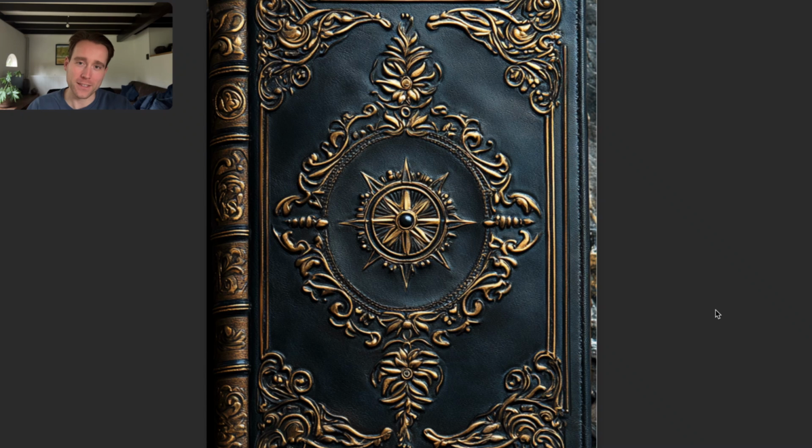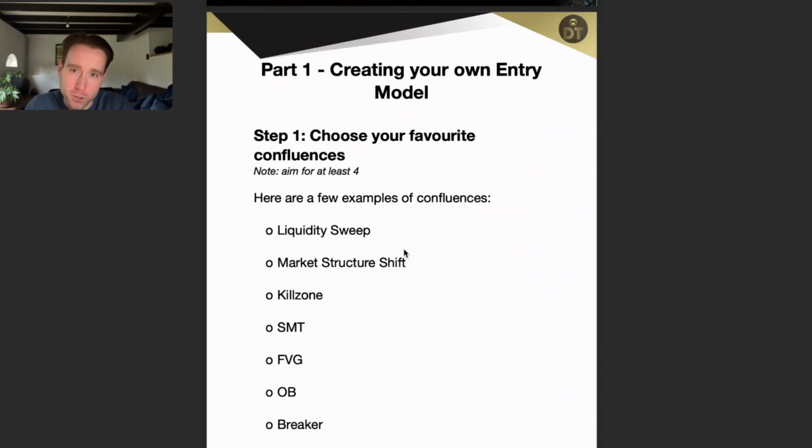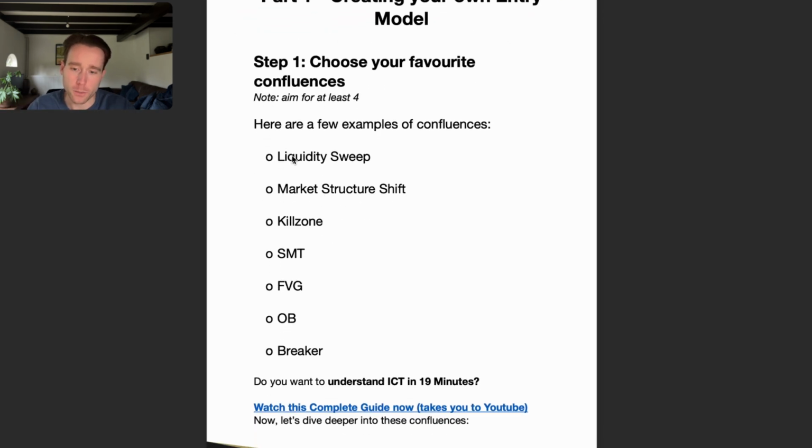Entry model mastery. Part 1 of entry model mastery is creating your own entry model, the topic of this teaching. Let's go over the steps to create your own entry model. The first is to choose your favorite confluences. What are confluences? Confluences are different ICT concepts like a liquidity sweep, market structure shift, a kill zone, SMT, fair value gap, order block, breakers. You get the point. A note here: aim for at least 4 of these confluences to be present in your entry model. Now let's dive deeper into these confluences.